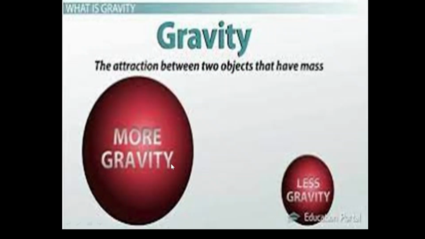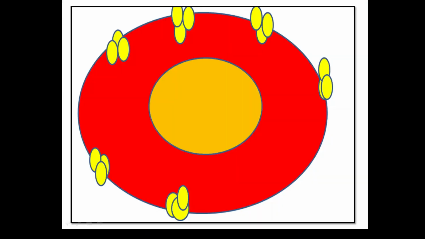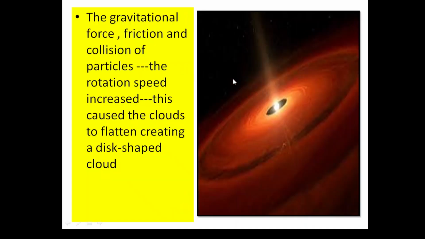We know that an object which has more mass has more gravity as compared to an object which has less mass, which means it has less gravity as well. So what happened in the gas cloud? In the gas cloud, there were particles which had more mass as compared to the other particles. So the particles with more mass attracted the particles of lesser mass, as you can see in the picture, due to which the gravitational force increased.